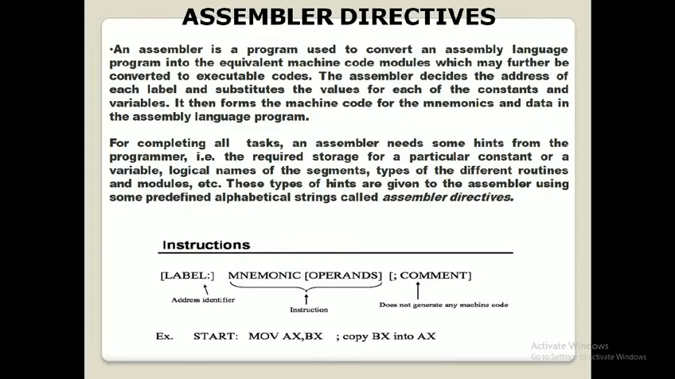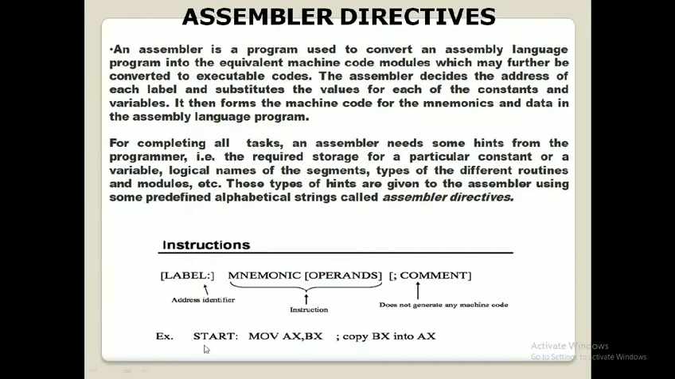To understand these two statements, let us come to this instruction example. Start: move ax, bx ; copy bx into ax. So this copy bx into ax is your comment, which is just to increase the understandability of the program. So this need not be converted into machine code. This move ax, bx is your assembly language instruction, which will be converted by the assembler into corresponding binary or machine code. This start is your label.